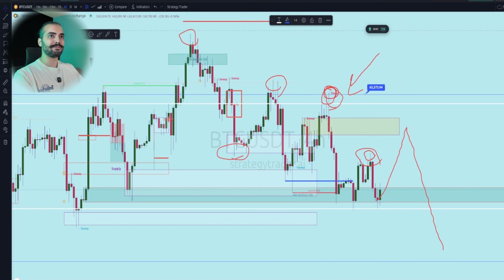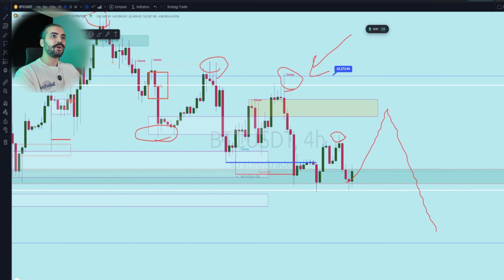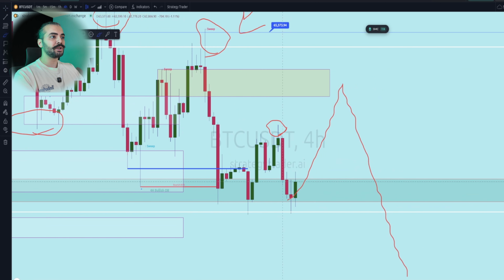So do not get faked out by this high here. All right, I'm going to remove this and we can continue from here. Right now, as you can see, we are standing at a major order block and we are pushing towards the top. So it does need some more liquidity before making the next move.